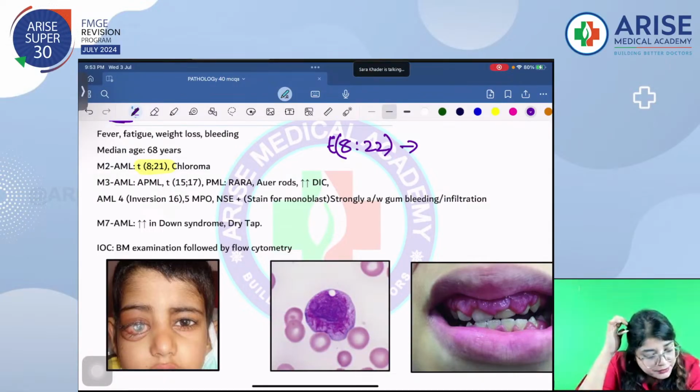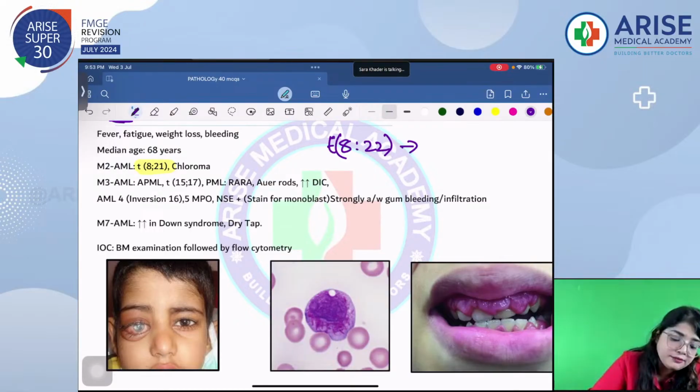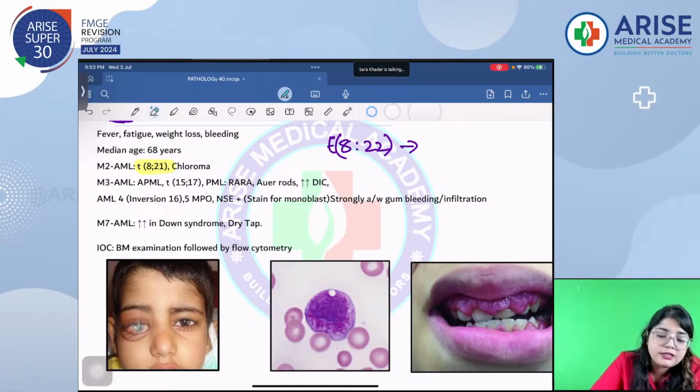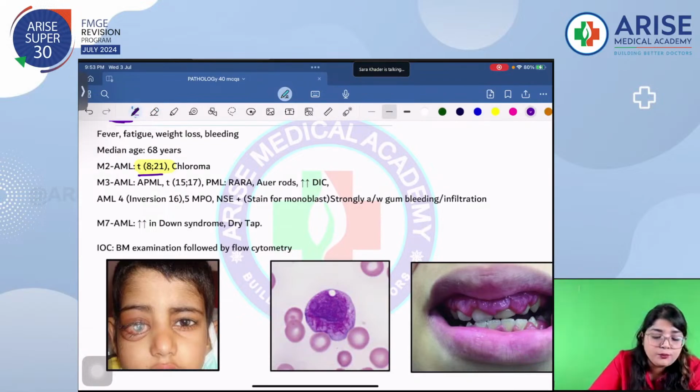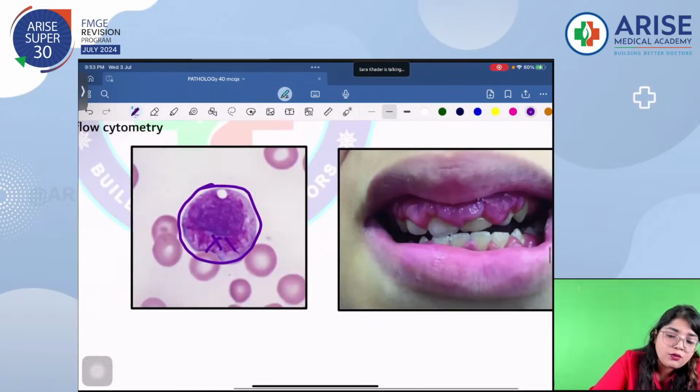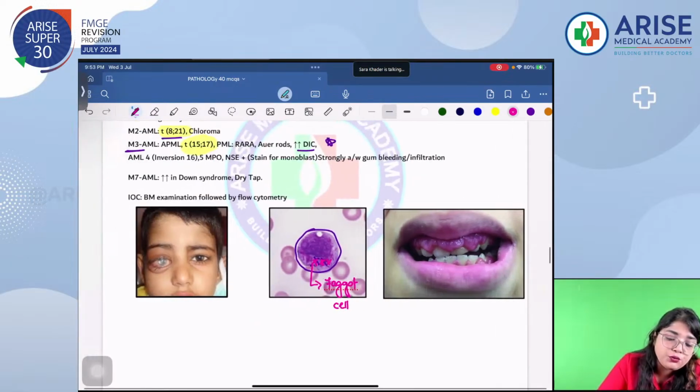If you have not done some subject at this point, do the PYQs of that subject. Okay. Yes, translocation 8-22 is seen in Burkitt's. Okay. 8-21 is M2. All right. M3 is translocation of 15-17. Here you have the presence of DIC. Also, you have these crisscross rods. Okay. These are known as Auer rods. All right. You have this myeloid cell with Auer rods present, and this crisscrossing is also known as faggot cell. Faggot cell.